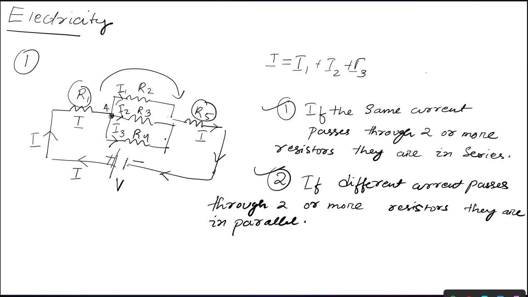R1 and R5 are in series because all the current that passes through these resistors is I. Now, taking these into account, if we try to solve it, the resistors R2, R3, and R4 are in parallel.